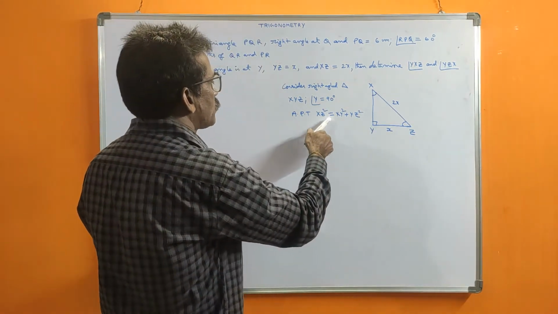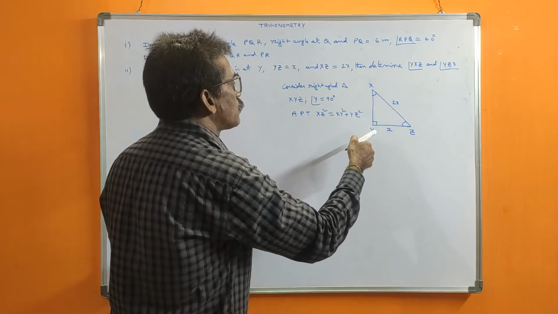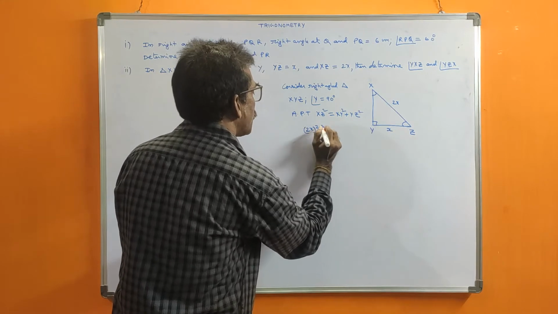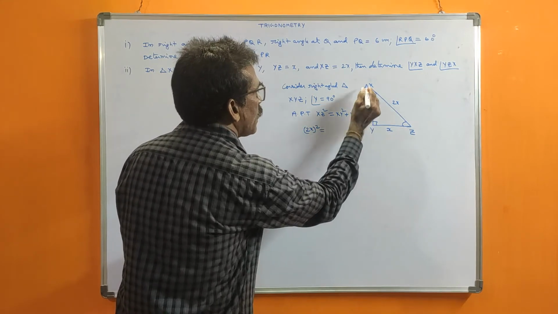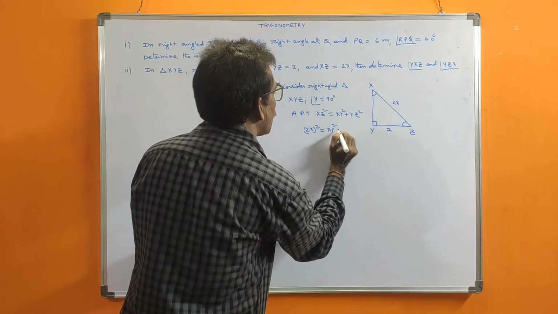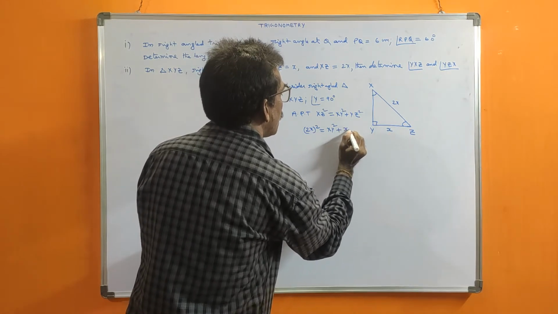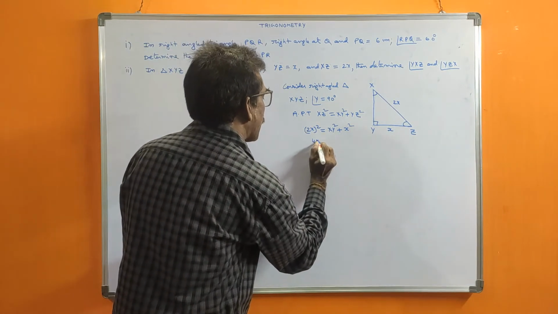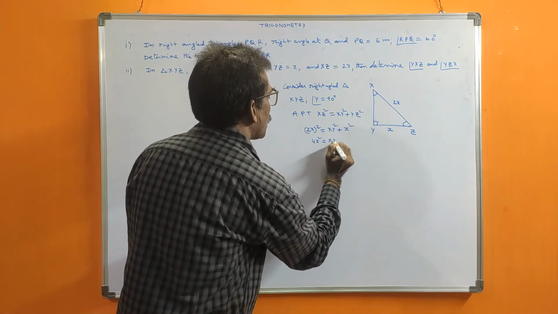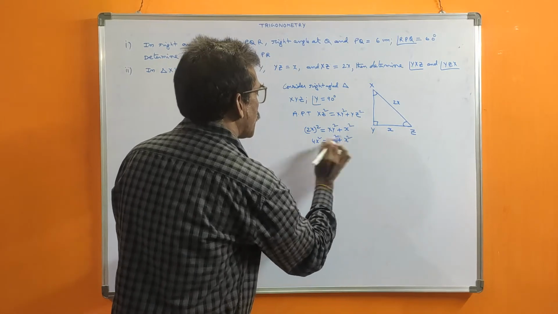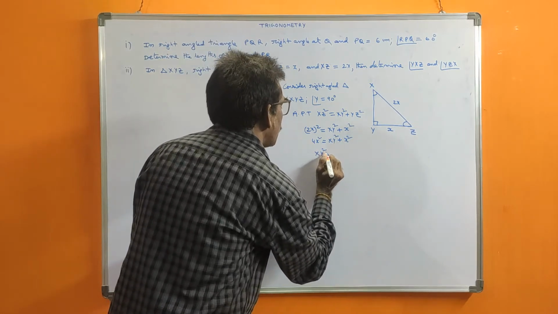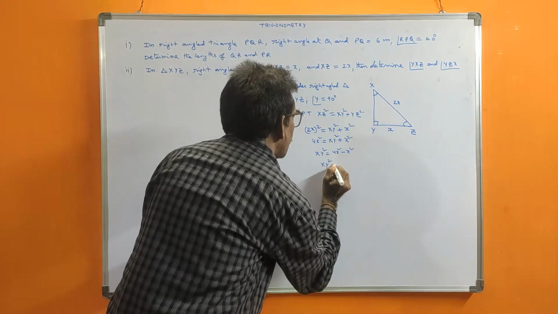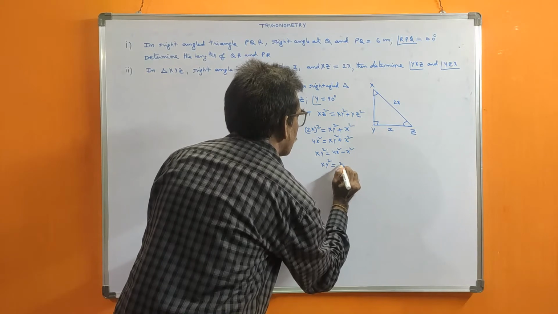In this theorem, you substitute the known values. Now XZ we know is 2X, so the square is there, equal to XY square, which is not known, plus YZ, which is X, directly X square. Now expand: 2 square is 4, so 4X square is equal to XY square plus X square. Sending X square to this side, XY square is equal to 4X square minus X square, which is 3X square.